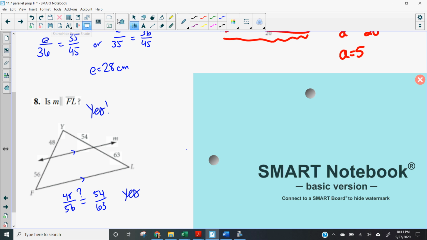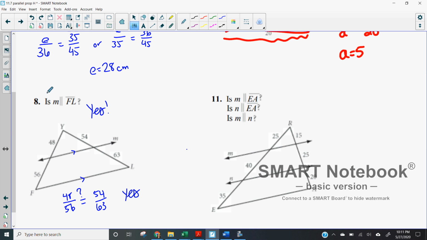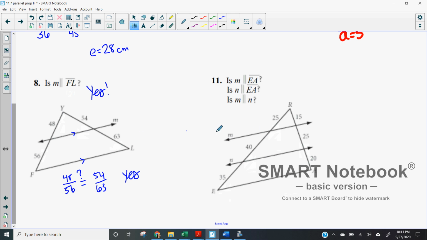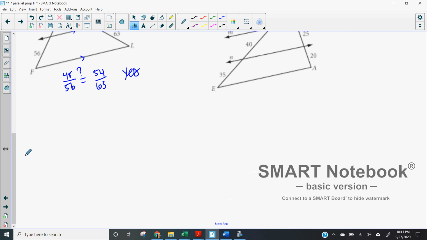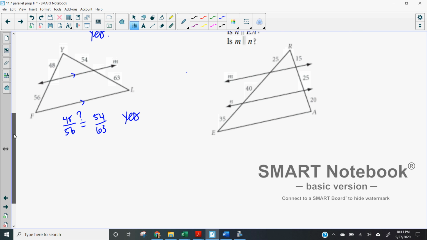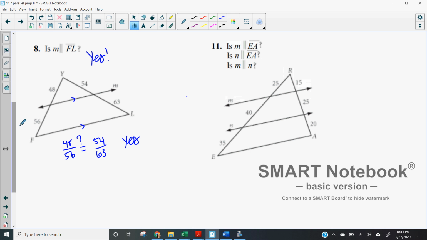Okay, and then similarly here, this one takes it up one little notch, but it's the same question. Do we have different parallel lines here? Let's pay attention to which lines they're referring to. There are three different questions here. Is M parallel to EA? Let's just focus on M and EA. So I almost want to just pretend this is not here. That means these are not individual pieces now. This is a full section.